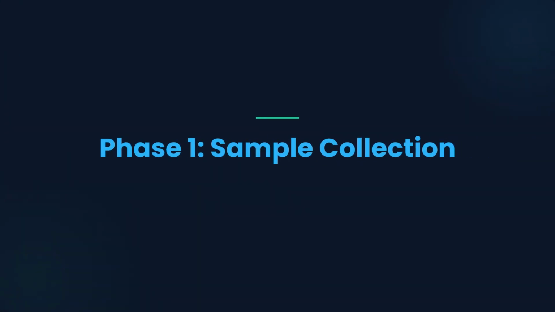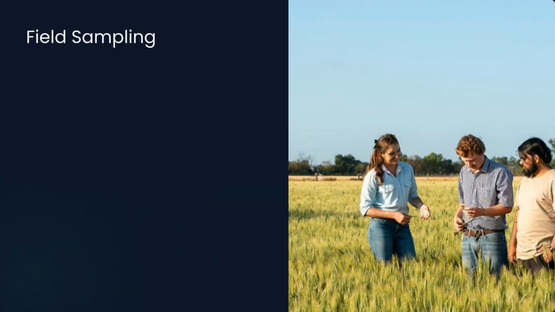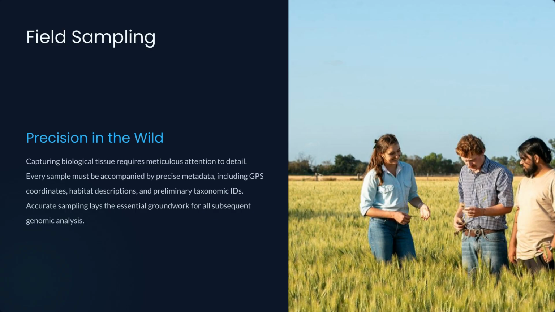Phase 1 is sample collection. This crucial step involves acquiring biological tissue, recording essential environmental metadata, and securing the physical voucher specimen for verification. Field sampling requires precision. Every biological tissue sample must be accompanied by detailed metadata, including GPS, habitat descriptions, and preliminary taxonomic IDs. Accurate groundwork is vital for successful genomic analysis.